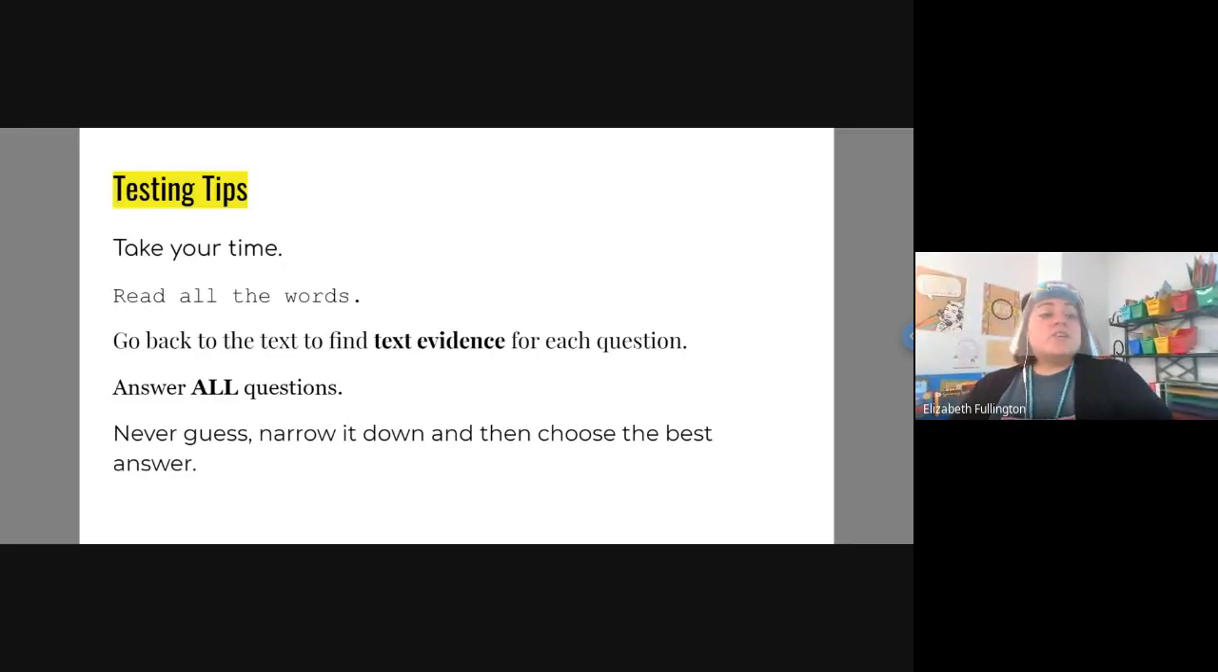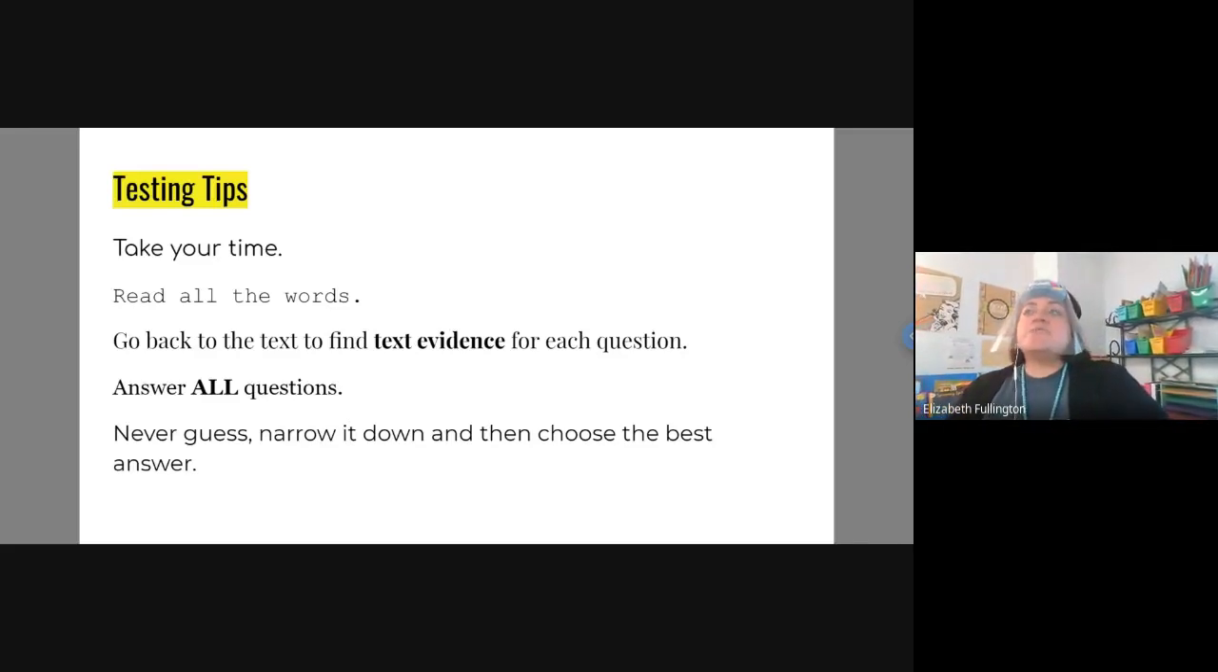Then it says, read all the words. Should we skip any words? No, we should read everything, including the directions. The directions are very important because they tell you how to answer your question. It says, go back to the text to find text evidence for each question.